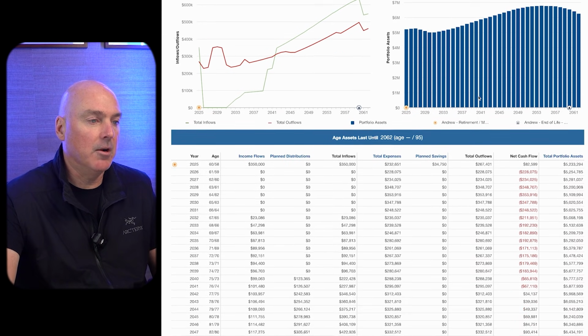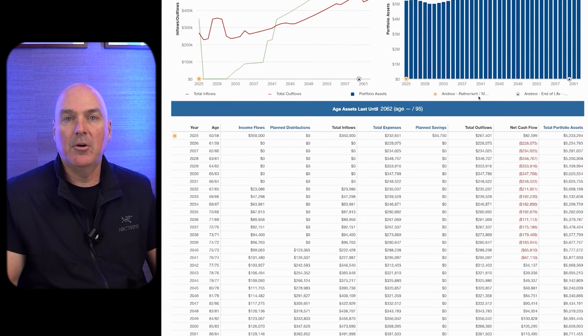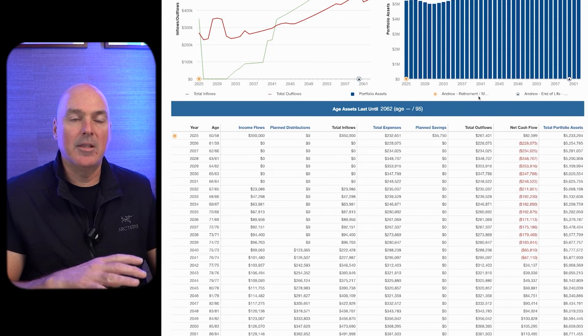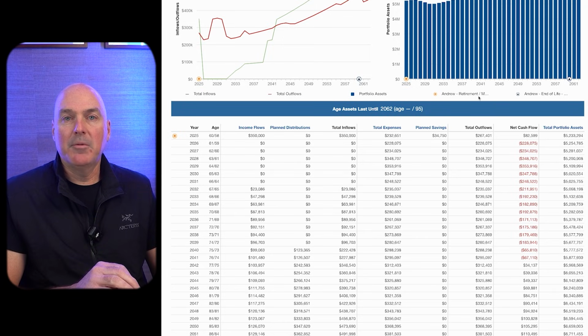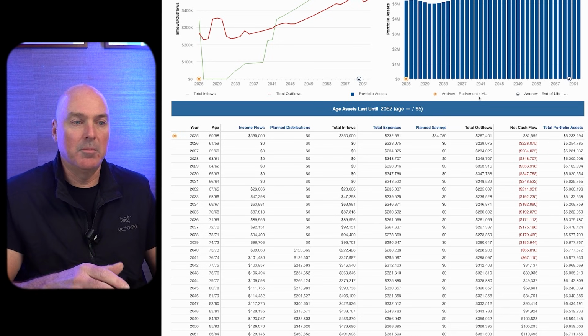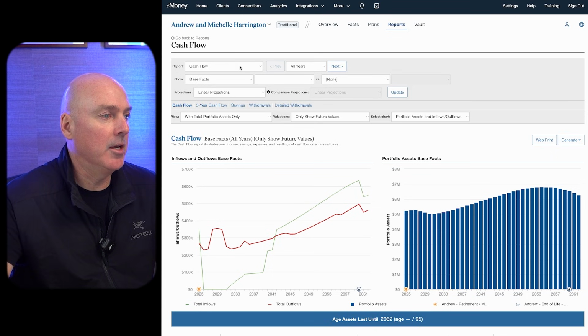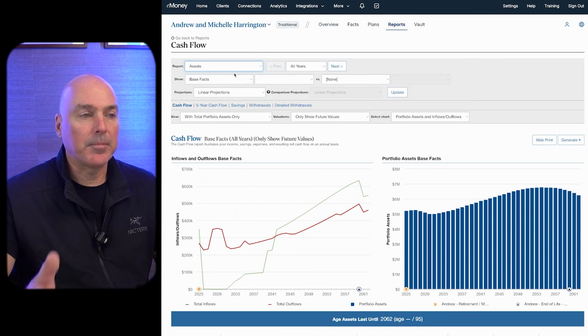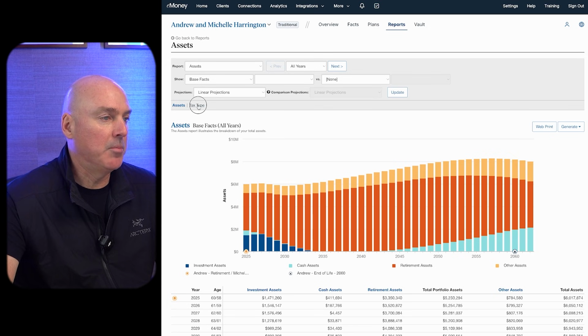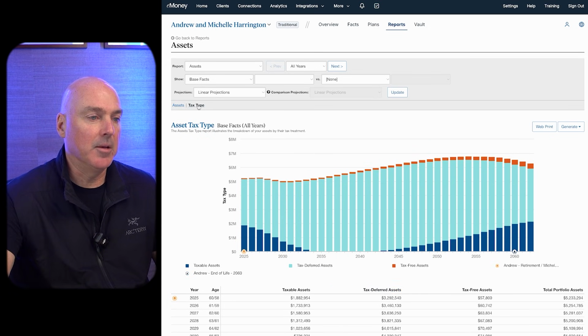So we can see the Harringtons have about $5 million of investable assets, and that's going to be split between some non-retirement accounts with capital gains embedded in a brokerage account, and then the bulk of their savings is going to be in a traditional retirement account. I think they have a little bit of money in Roth, and we can see this all broken down if we look at a report called assets by tax type here.